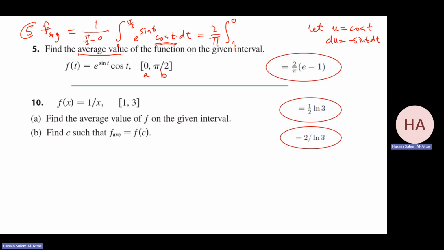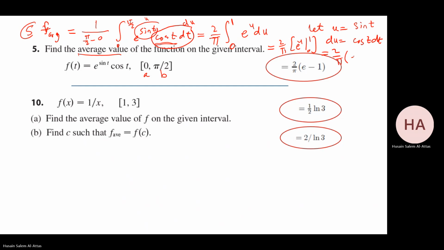I let u equal cosine. No, forget about this. I let u equal sine t. That will be u, and that will be cosine t dt. So this is du, and this is e to the u. If u equals sine, sine 0 is 0, sine pi over 2 is 1. That gives me e^u du, which is easy to integrate. It will be 2 over pi, integral of e^u from 0 to 1. So I have 2 over pi, e minus 1.